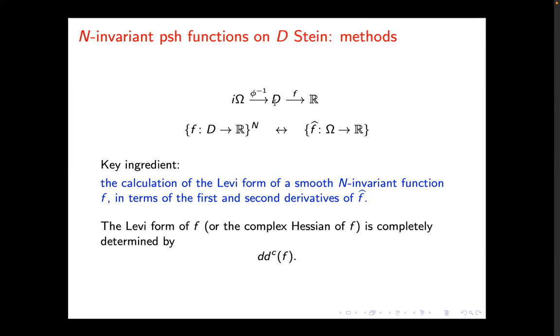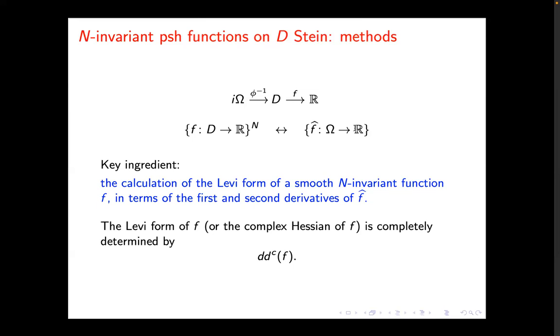So we have D, our N-invariant domain. We have the function f, and then this Cayley transform inverse sends the base of the associated r-dimensional tube into D. So here is the correspondence between N-invariant functions on D and functions on omega. No? So you have f and hat f.